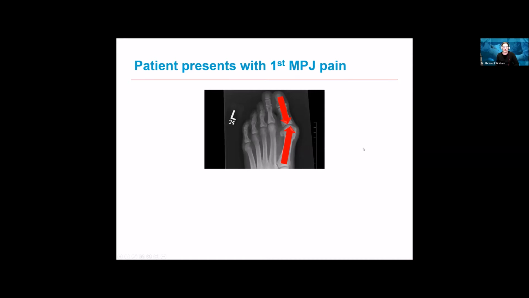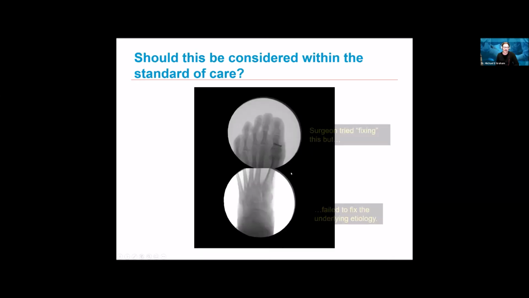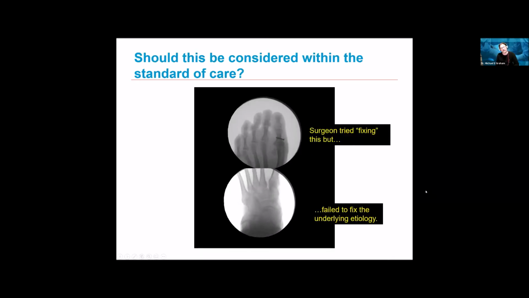So again, we don't want to just have this finding and limit our observation and our examination just to the first MPJ. So this is why this is so important and why that would be considered below the standard of care. Because we know that there is a true underlying etiologic factor that led to the first MPJ pain.